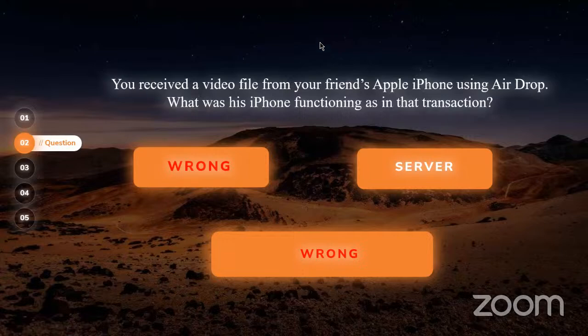Yes, I have. Can you explain the question again? So the question is, you are sending a video file from your Apple iPhone using AirDrop. They are asking what your Apple iPhone is doing. What is AirDrop? That's a feature which you can use to share files and details. Okay. Any more questions?